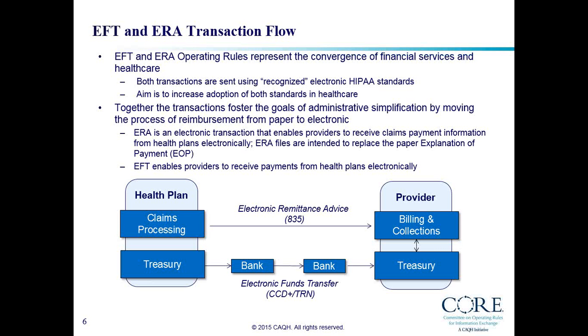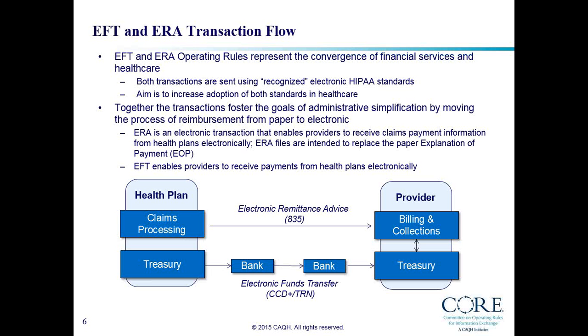We'll turn it over to Priscilla in just a moment, but I'm going to talk briefly about what these transactions are and what the core operating rules are that apply. So this first slide illustrates the flow of the EFT and the ERA, and I'm looking specifically at that illustration at the bottom of the page. The high-level flow of the transaction is basically 2 separate but related transmissions, the EFT and the ERA, that, like other administrative transactions, are sent from the health plan and received by the provider.